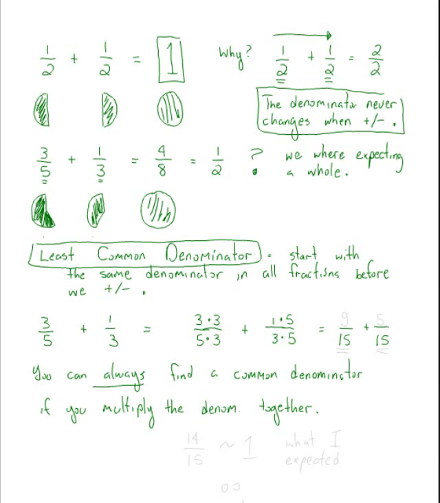So I haven't changed the value of the fraction when I multiply by the same number on the top and the bottom. And now you see I get exactly the same denominator. Now I have same denominators, a least common denominator, and my numerator is now 3 times 3 is 9, and 1 times 5 is 5. And so my final answer is 14/15, which is approximately 1, which is what I expected.